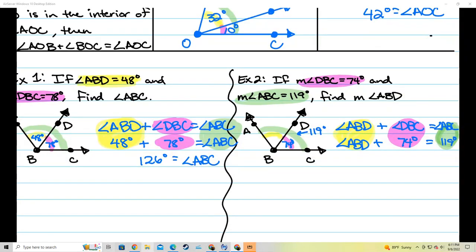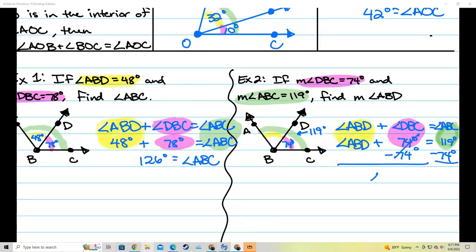Now on the last one, if you notice, they told me I need to add these up. On this one, I have angle ABD plus 74 equals 119. It's not telling me to add up the angles. In fact, I'm trying to get angle ABD, and right now what's in its way is that plus 74. I need to get rid of that plus 74 so that ABD is by itself. I'm going to get rid of that plus 74, and in this case, I'm actually going to subtract 74 degrees from both sides.